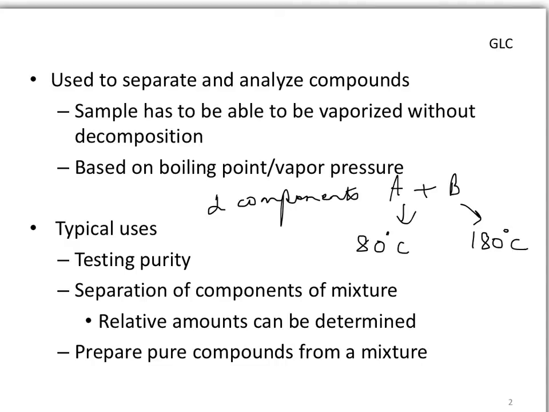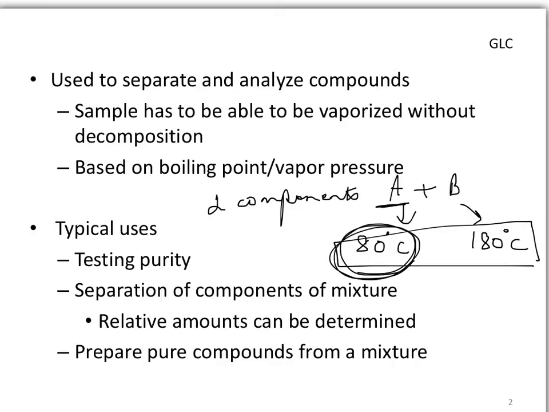So now when you inject the mixture into your column, you're going to see the vapors of A, the 80 degree one, come through faster compared to the vapors of B, because B is just higher boiling.